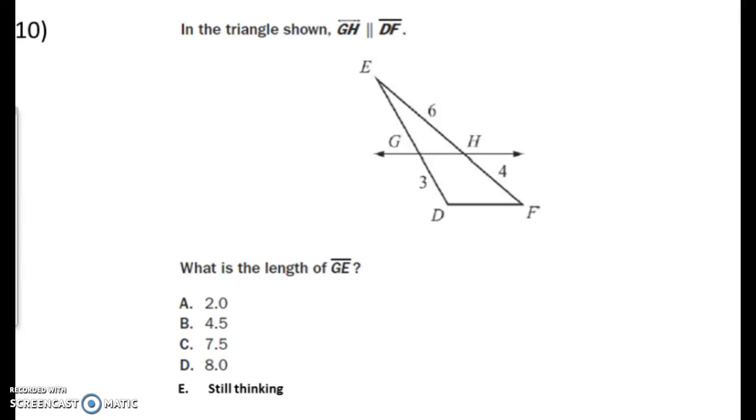So in the triangle, GH is parallel to DF. What is the length of GE? All right, so I'm going to go ahead and find GE, and I'm going to label that as x.